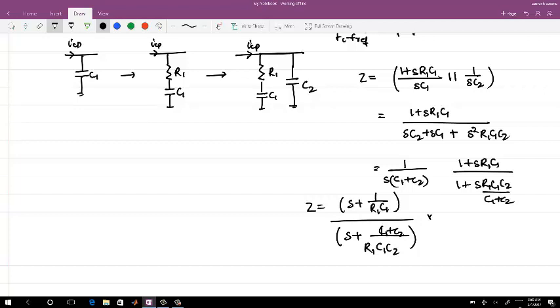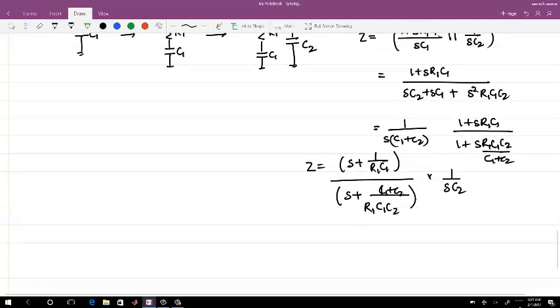Okay, and then what is the component which remains here? I take R1C1 out, 1 by SC2. Is that right? So I just took R1C1 out, that cancels. Yeah. Okay.